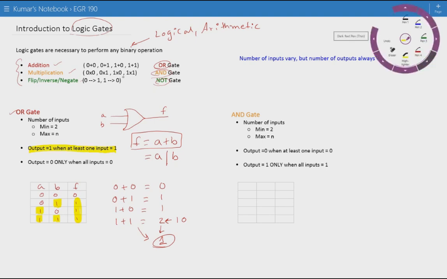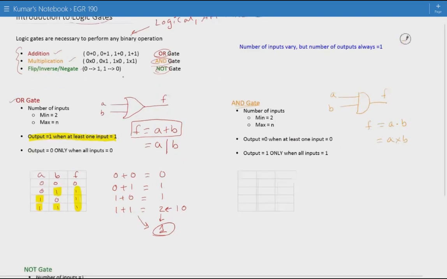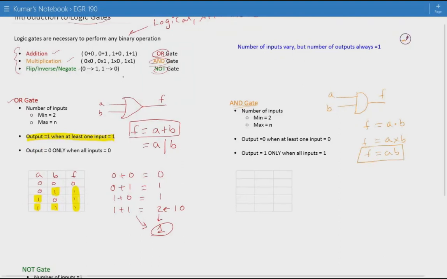Now let's look into something called the AND gate. The AND gate is similar to OR. It could have any number of inputs, but it always has only one output. So let's say we have inputs A, B, we have output F. The output function can be written as F equals A dot B, or it could be written as A AND B, or it could be simply written as AB. And in this class we use this one more predominantly.